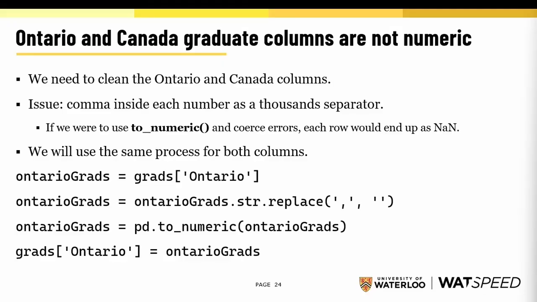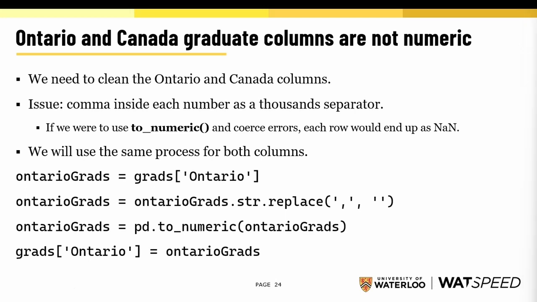So we need to clean the Ontario and Canada columns. And remember from last week how we solved the issue of having a comma inside each number as our thousands separator? If we just did to_numeric and coerced our errors, every single row would end up with NaN. So we're going to use the same process for both columns that we did last week when we had commas. We extract the column, we replace the comma with an empty string, we convert the whole column to numbers, and then we insert our cleaned column back into our data frame.